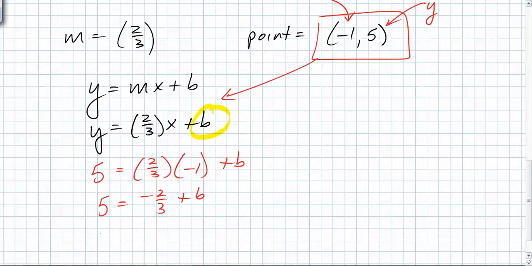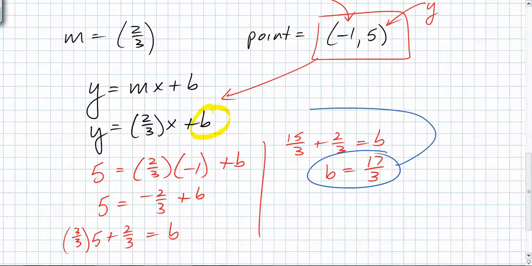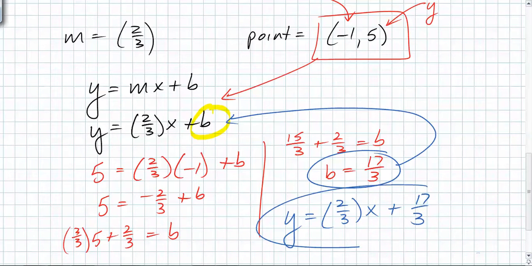Add 2/3 to both sides, so we get 5 plus 2/3 is equal to b. We know that to turn 5 into thirds, we multiply by 3 over 3. So we end up with 15/3 plus 2/3 is equal to b. So b is equal to 17 over 3. We just found out that it crosses the y-axis at 17 over 3, which we can now plug in for our b value. So our final equation is going to be y equals 2/3 x plus 17 over 3. And again, that's in slope-intercept form.